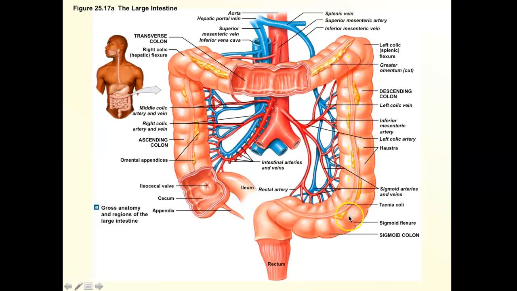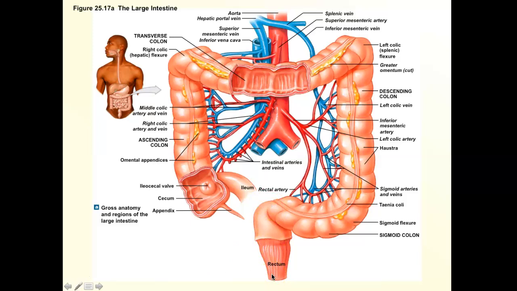You're going to have a curved region called the sigmoid colon, and then the rectum is again straight up and down. So remember, rectus means straight. So like the rectus abdominis, your rectus femoris, those muscles are straight up and down on your body. So the rectum is straight up and down.